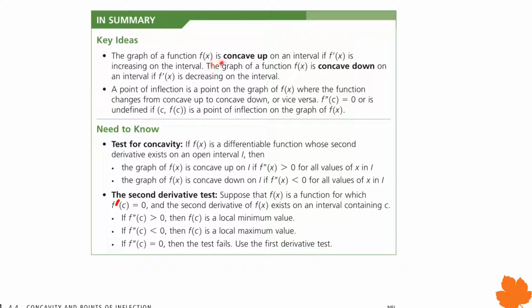In summary, the graph of a function f of x is concave up on an interval if f prime of x is increasing on that interval, and if it is decreasing on that interval, the function is concave down. A point of inflection is a point on the graph where the function changes from concave up to concave down or vice versa. If (c, f of c) is a point of inflection of a function, then f double prime of c is either 0 or undefined.